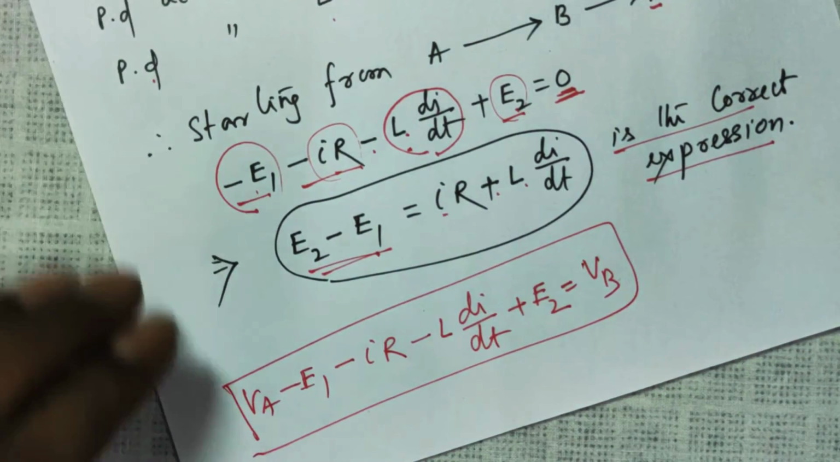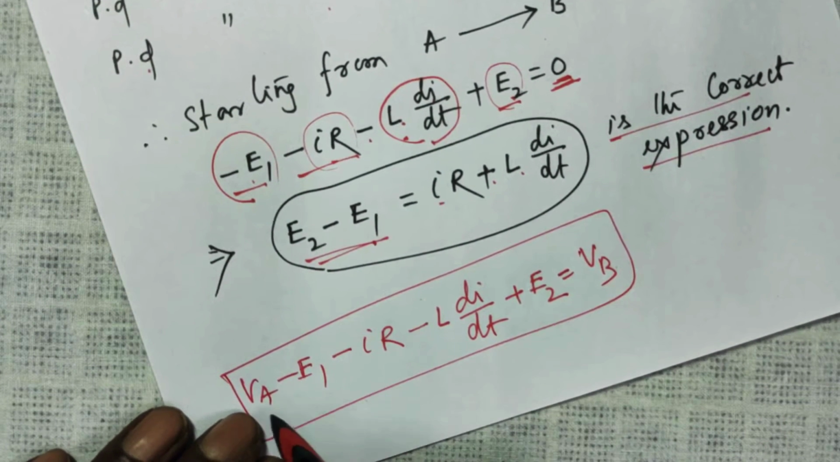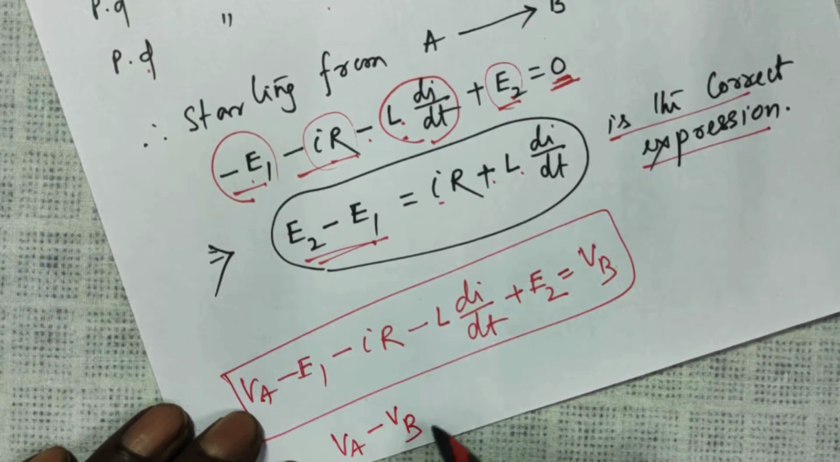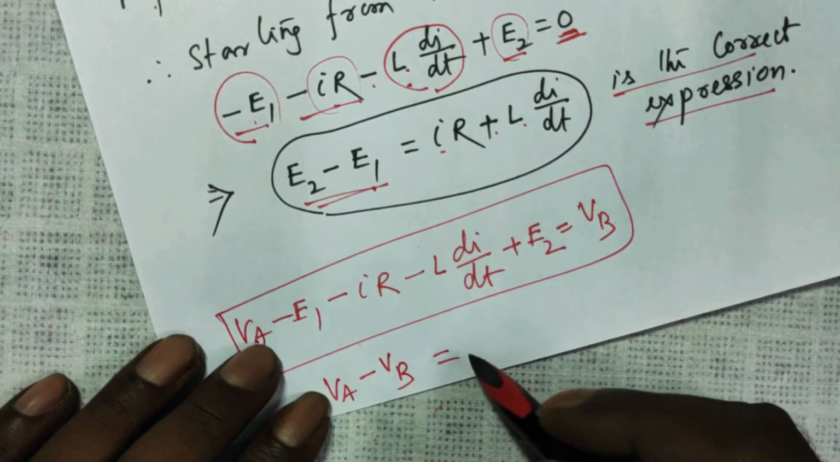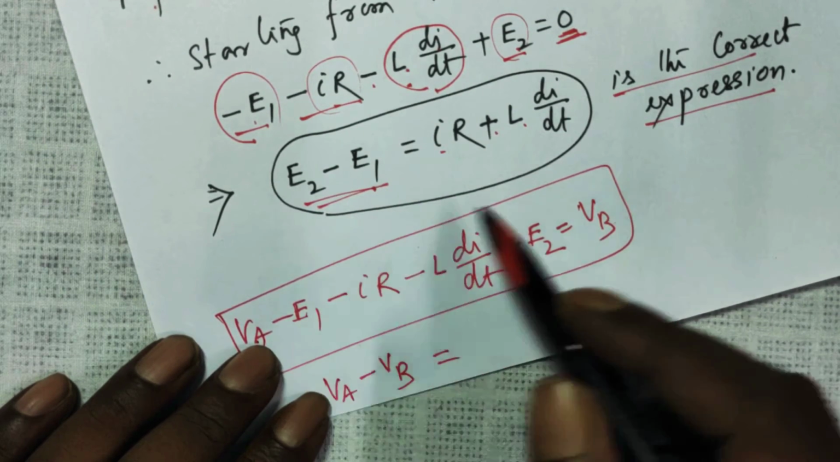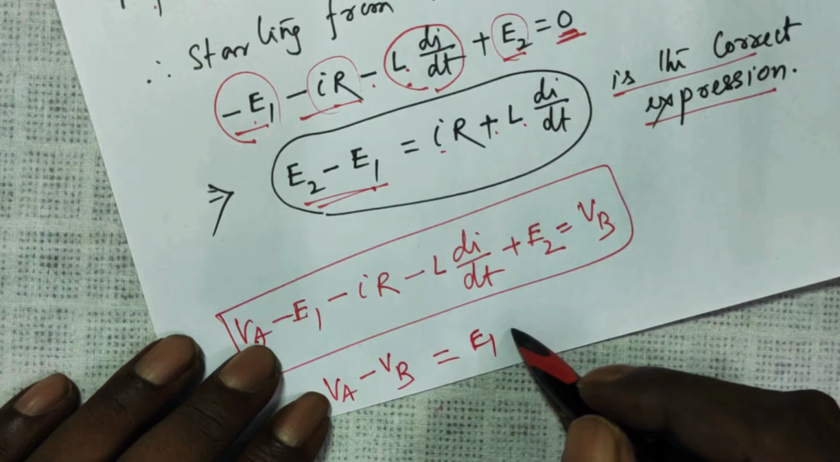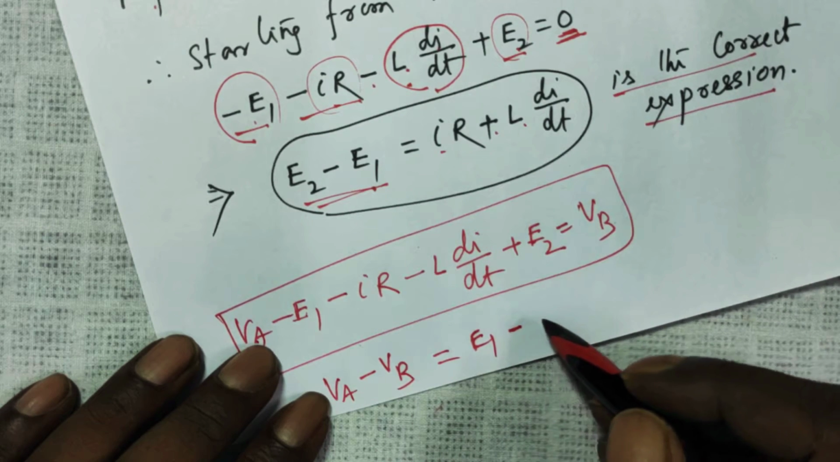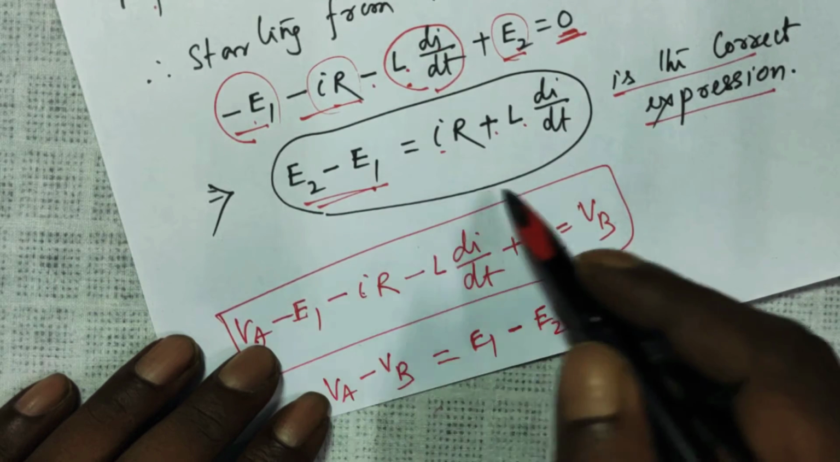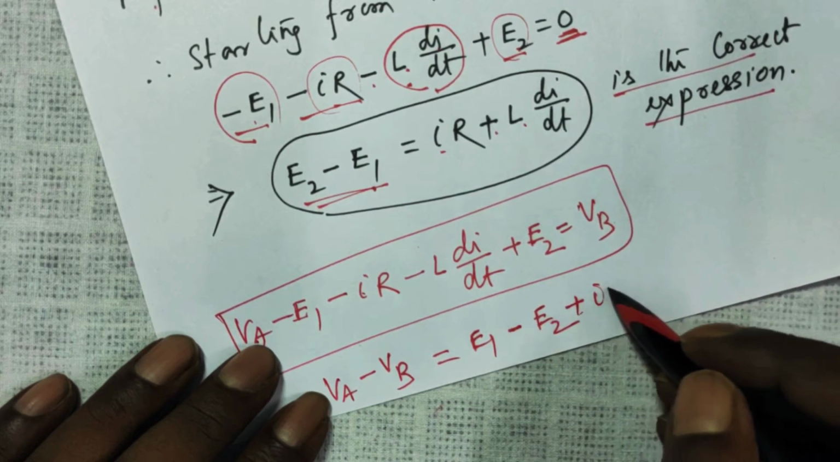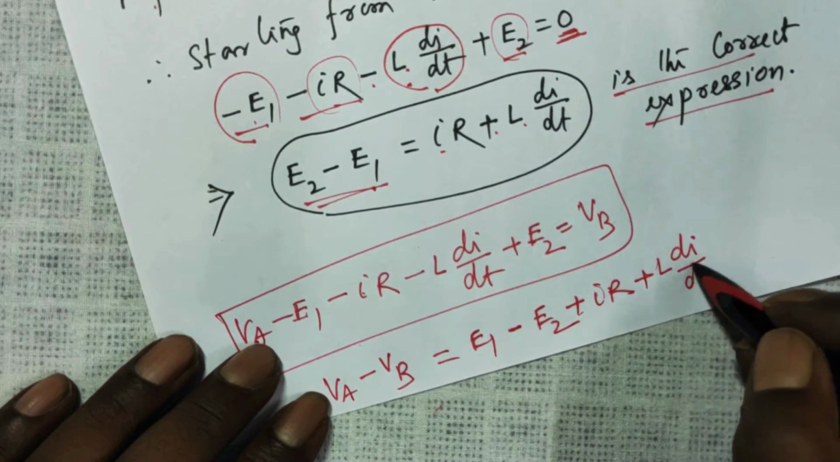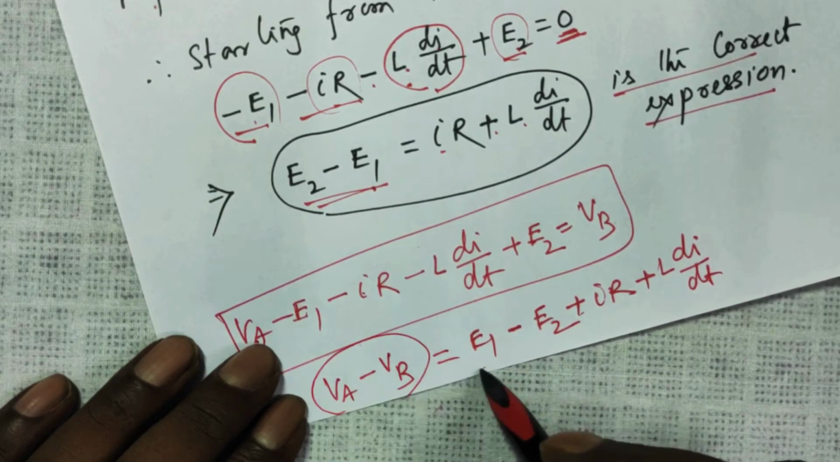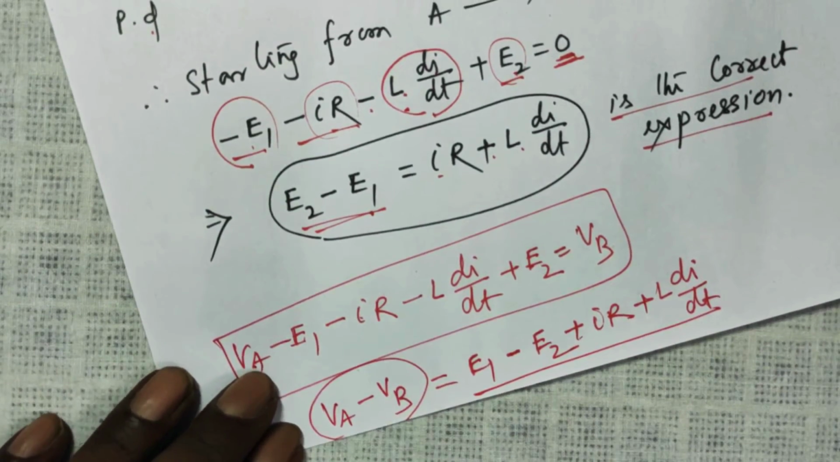You may be asked like this. So here also, VA, bring VB to this side, VA minus VB, and take the rest to the other side. So E1 goes to the other side, E1. This goes to the other side, minus E2. This goes to the right hand side, plus IR. This goes to the right hand side, plus L di by dt is your VA minus VB. They might ask you like this.